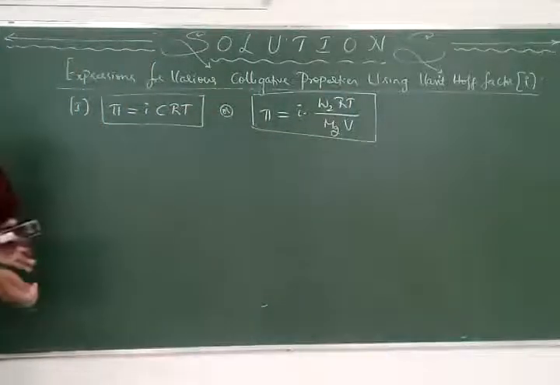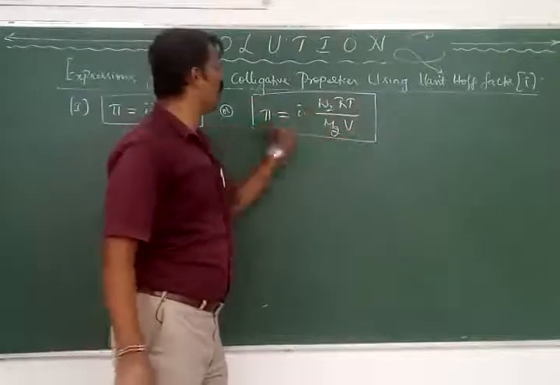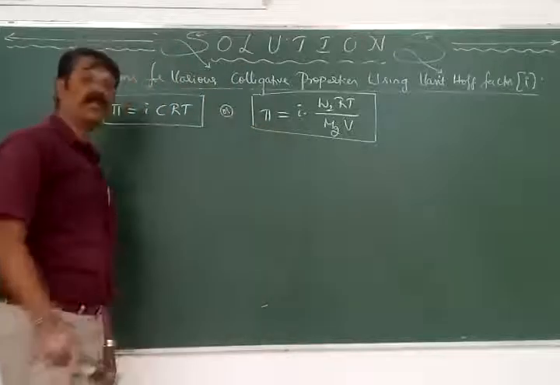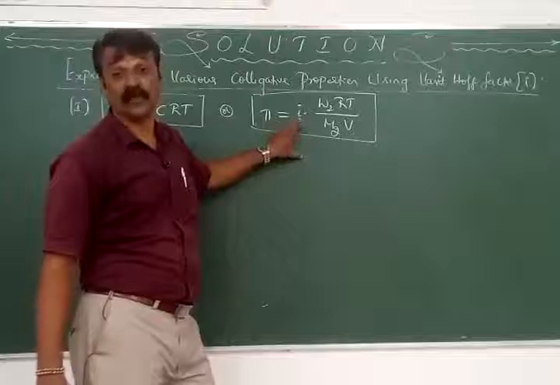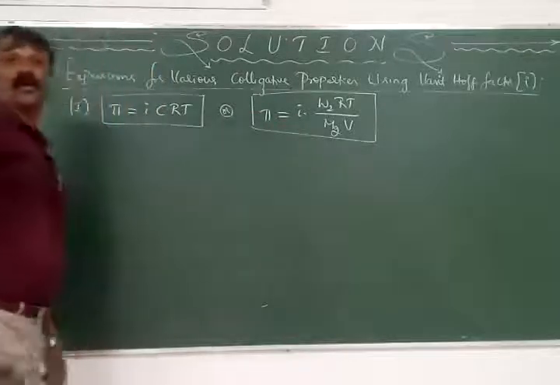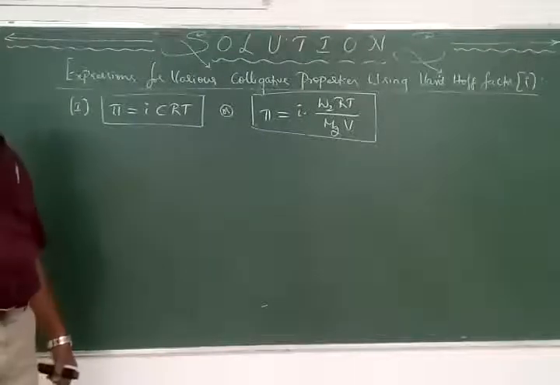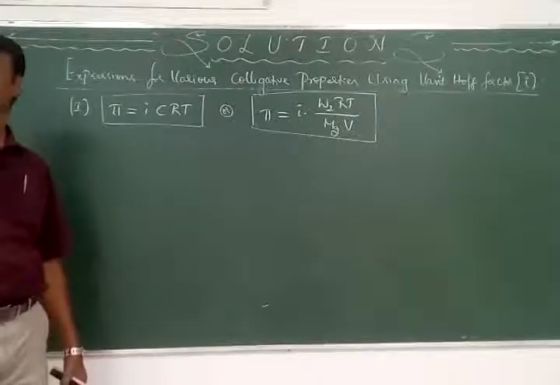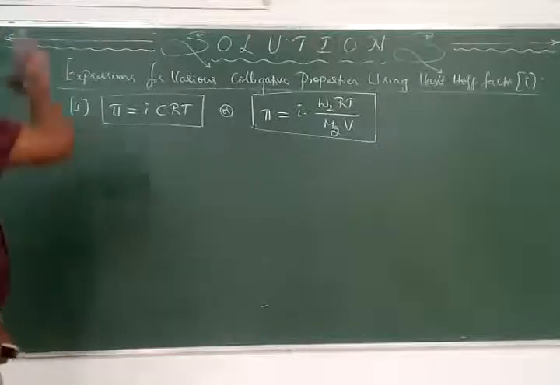Previously I mentioned one expression for molecular mass. How is molecular mass calculated? M2 is equal to W2 RT divided by pi into V. But to get what pressure? Osmotic pressure, an example of a colligative property. If it is an electrolyte, we have to add this term i, the Van 't Hoff factor. If it is a non-electrolyte, it is simple, i is equal to 1. If it is an electrolyte, we have to choose between two options: whether that electrolyte is undergoing dissociation or association. If it is dissociation, the i value is always greater than 1. If it is undergoing association, its value is less than 1.